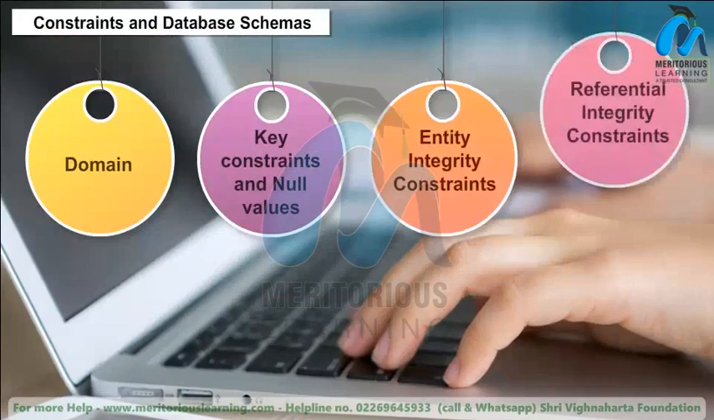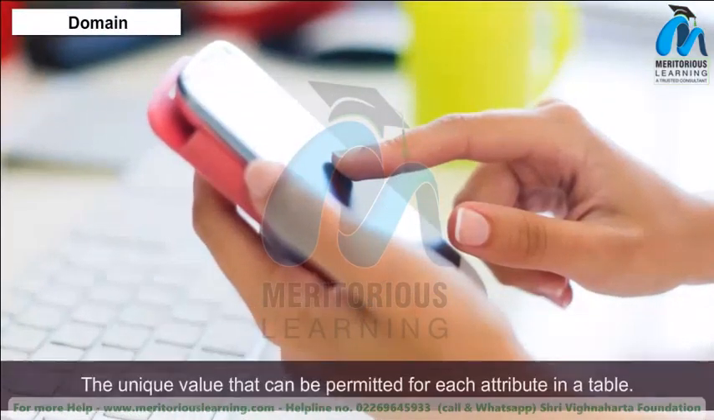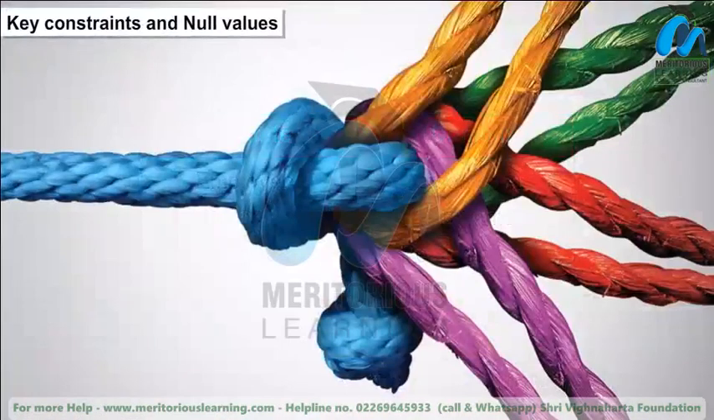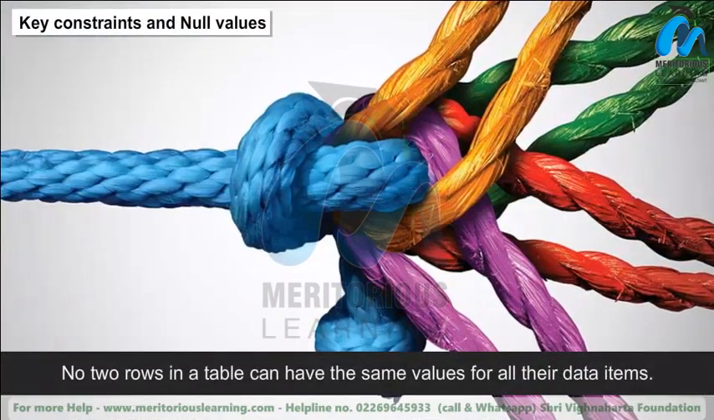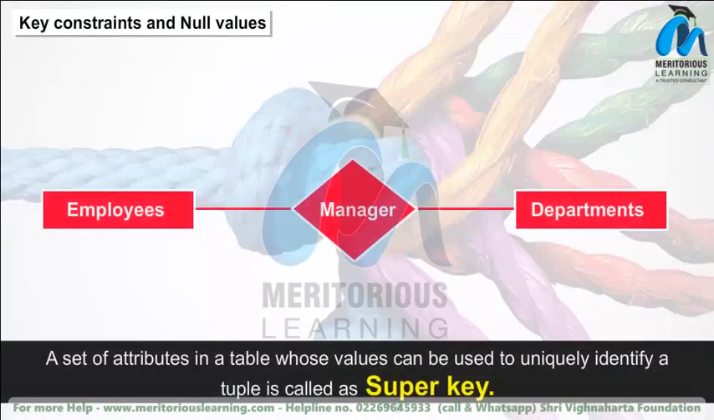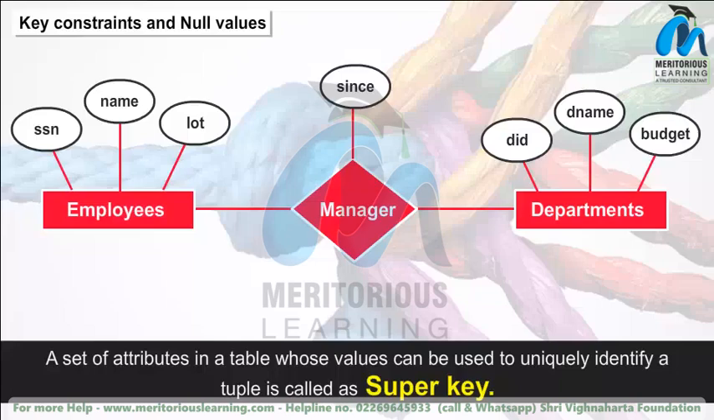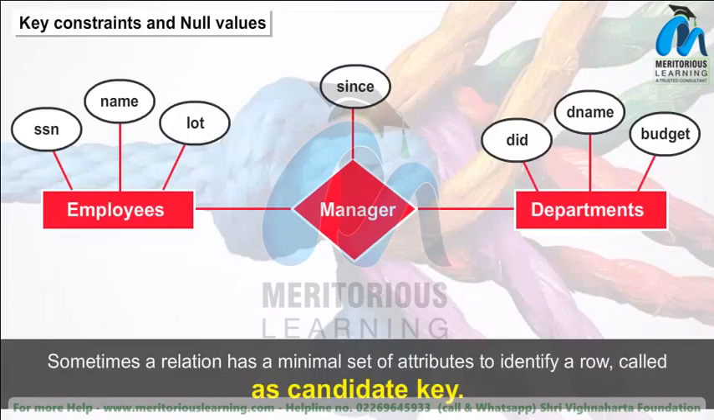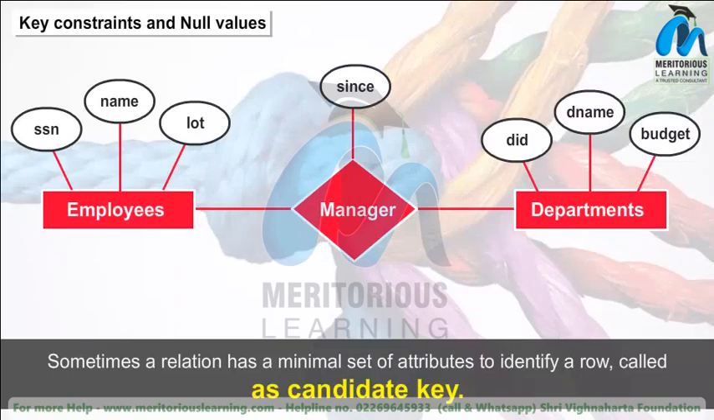Constraints and database schemas. We can specify 4 constraints in relational databases. Domain. The unique value that can be permitted for each attribute in a table. Key constraints and null values. No 2 rows in a table can have the same values for all their data items. A set of attributes in a table whose values can be used to uniquely identify a tuple is called a superkey. Sometimes a relation has a minimal set of attributes to identify a row, called a candidate key.